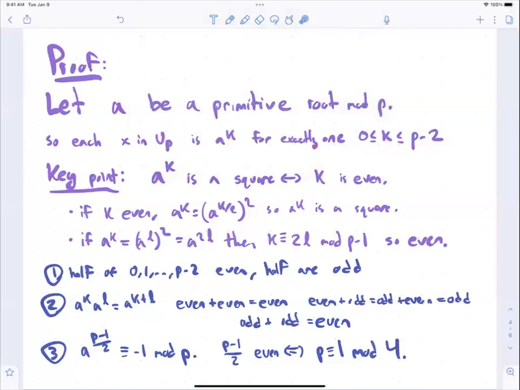Okay, and it turns out that if we look at this value of k that gives us x, then that tells us whether x is a square. If I write x equal to a to the k, then this is going to be a square exactly when this exponent k is even. Well, one part of that is really simple: if k is even, then a to the k is the same as a to the k over 2, squared, and this k over 2 is an integer, so this power makes sense. So a to the k is a square. Okay, that's easy.